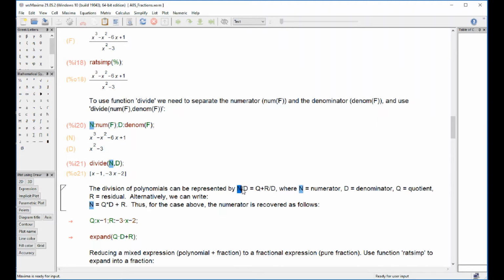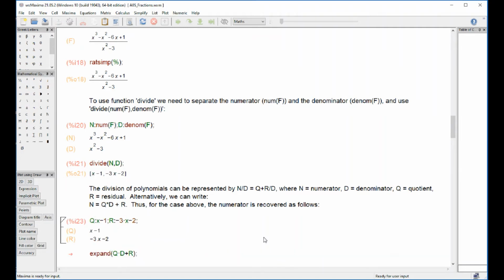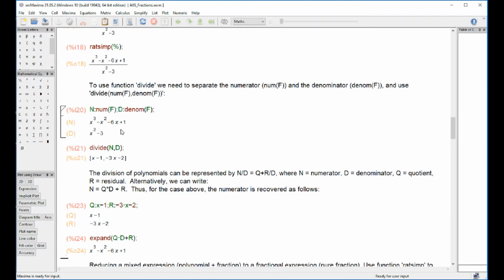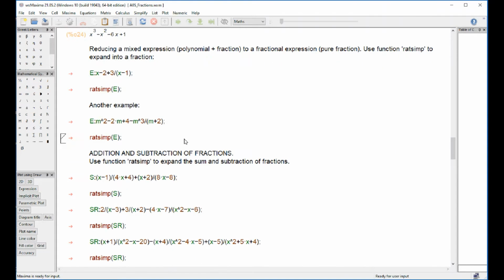Remember, when you have a dividend divided by a divisor, and this is the numerator, it is going to be equal to a quotient plus a residual divided by the denominator. So if we multiply by d, this result is valid too, and let's check it out in this case. We have q is x minus 1, residual is minus 3x minus 2, and then I'm going to calculate this quantity, which should give me the numerator, which indeed does. This is the expansion and this is the numerator. So this verifies the division.